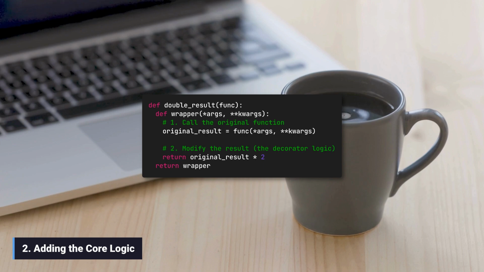2. Adding the core logic. Inside the wrapper, we call the original func, forwarding all the collected *args and **kwargs to it. The result is stored in original_result. Our decorator's unique logic is applied next. We multiply this result by 2 and return the modified value. The caller of the decorated function will now only see this doubled result.